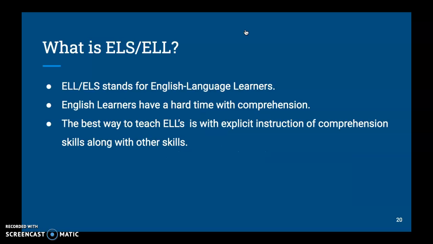ELS and ELL stand for English Language Learners. English language learners have a hard time with comprehension, not just in reading, but in science, math, social studies, any type of subject. The best way to teach ELS is with explicit instruction of comprehension skills along with other skills.